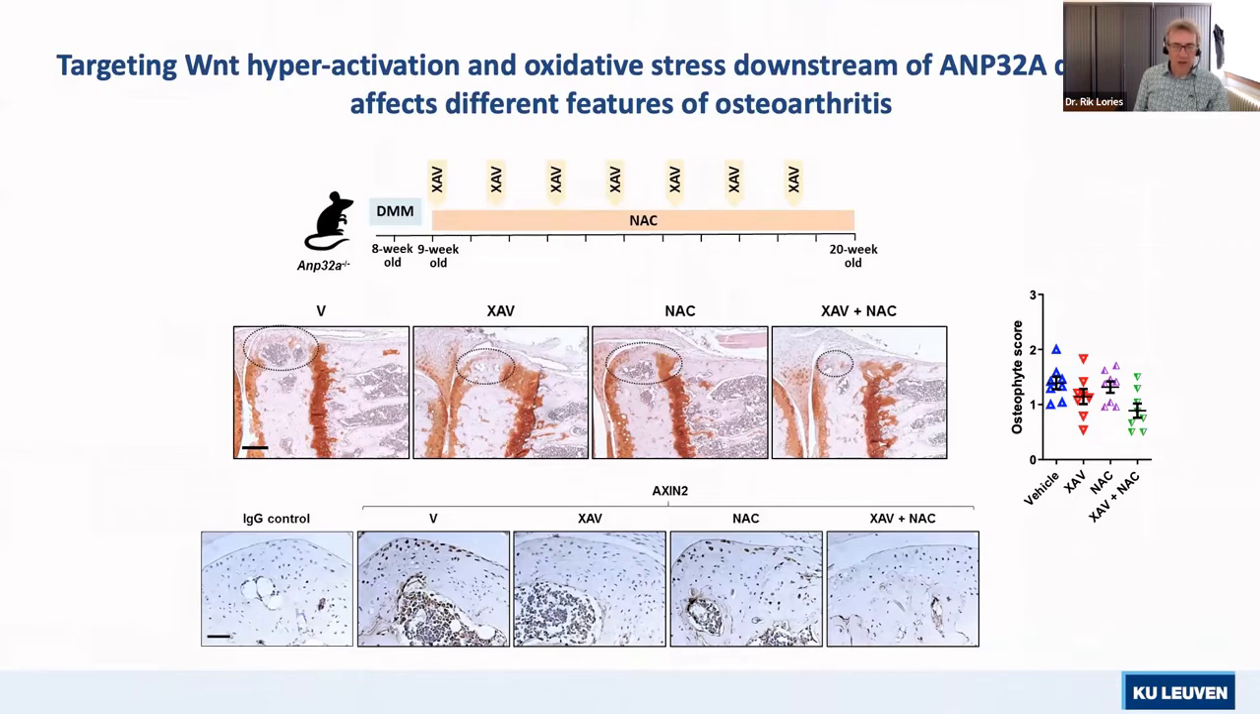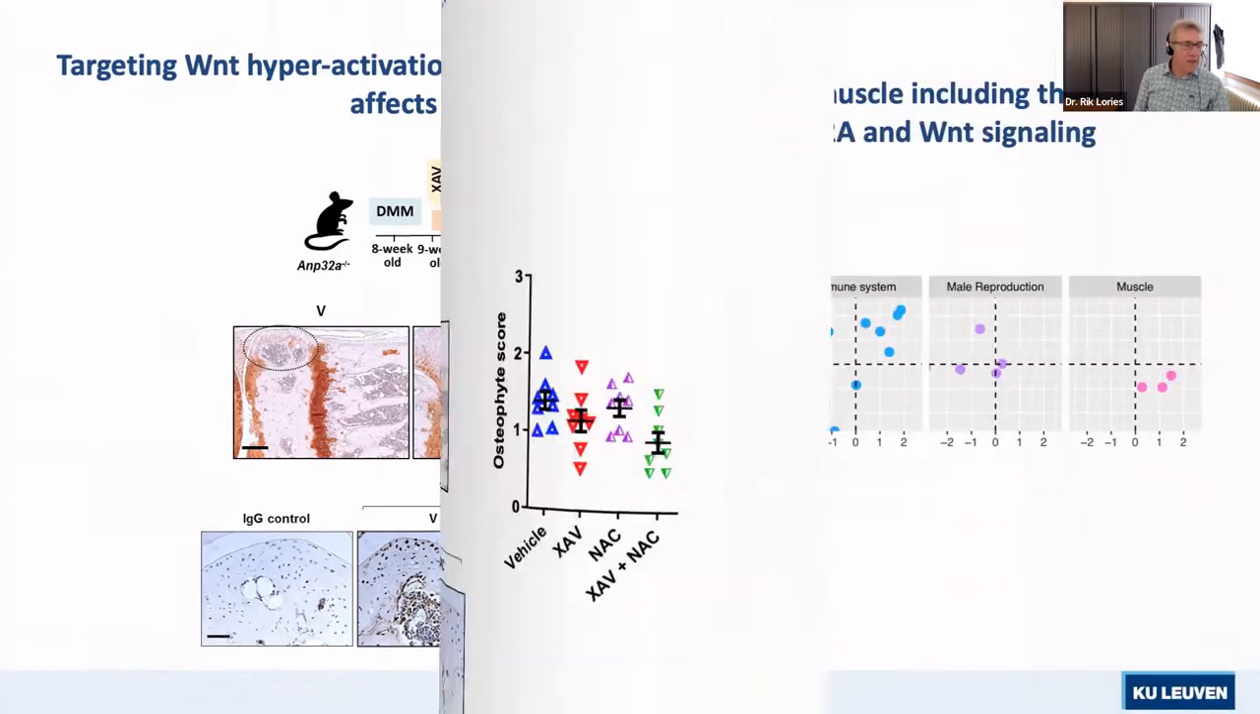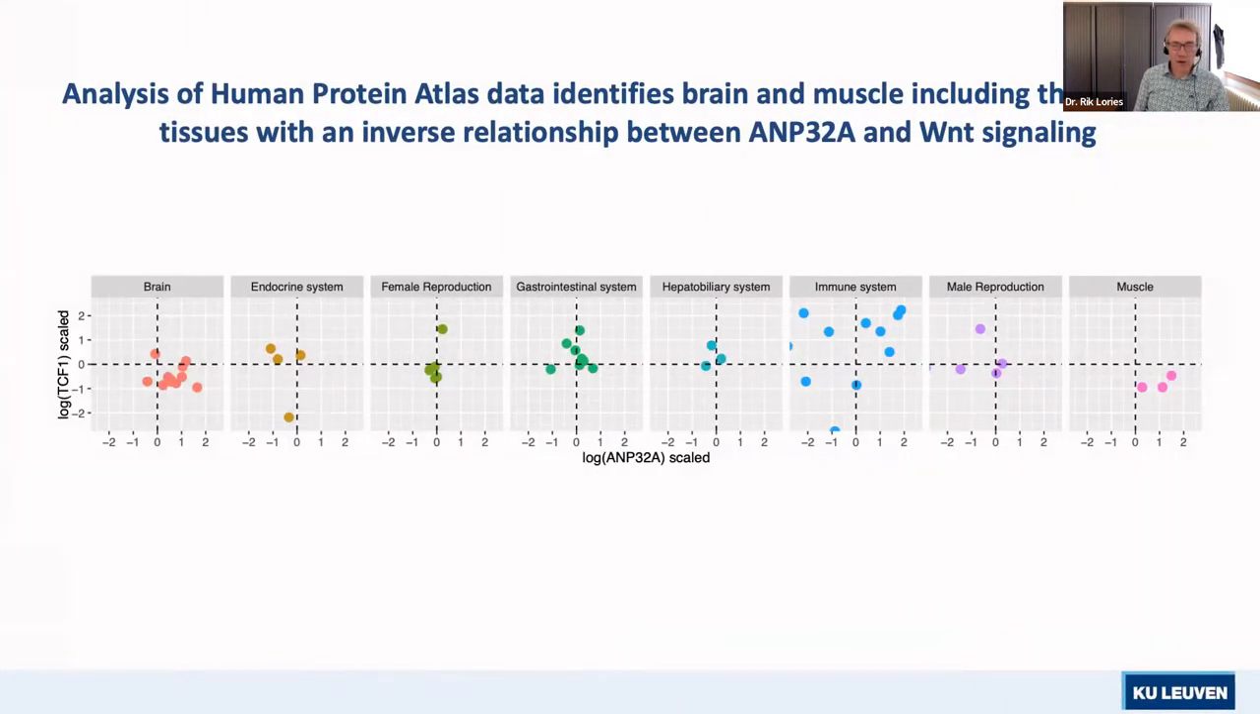So if we inhibit Wnt signaling in this specific genetic model, we have a negative effect on osteophytes, suggesting at least that a combination of two strategies can do something about the multiple phases that osteoarthritis has. Once again, for any impact on further biology, we looked using the Human Protein Atlas database for systems in which there would be high levels of AMP32A and low levels of activated Wnt signaling.